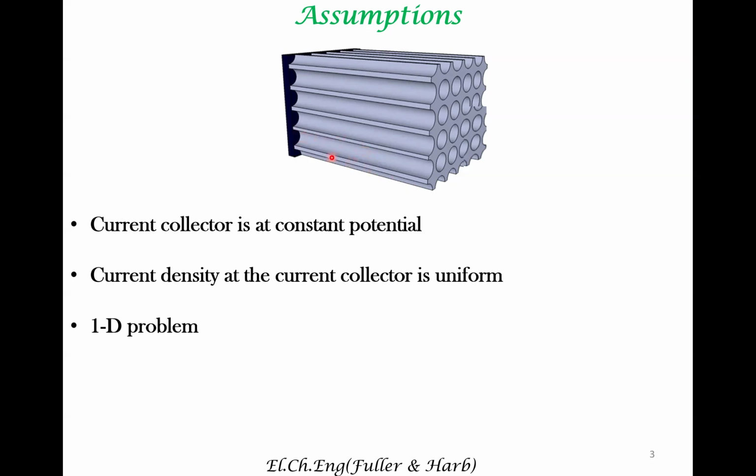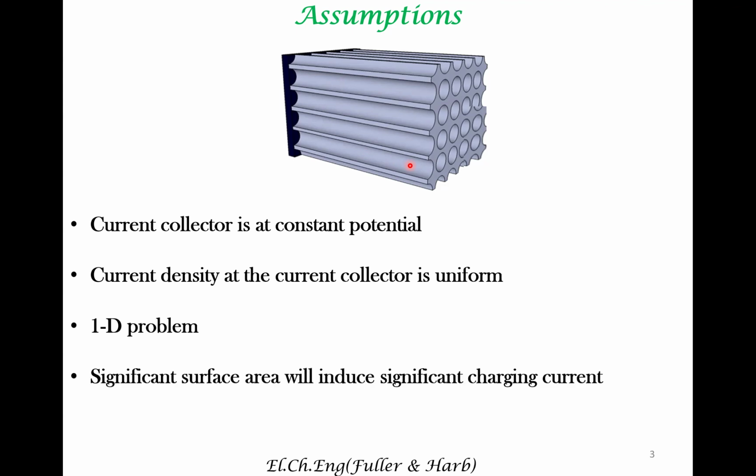There can be variation along this axis in this direction, but there is no variation along a direction perpendicular to this axis. So effectively, it's a one-dimensional problem. So variation along this direction is what we are going to be considering. In addition, there is another complexity which we are going to neglect for now. What is this? We introduce the porous electrode so as to have significant surface area, surface interfacial area.